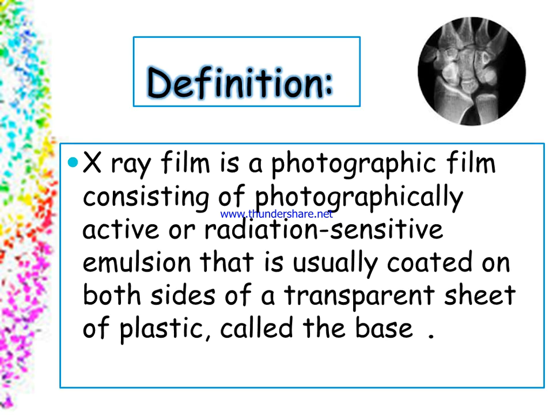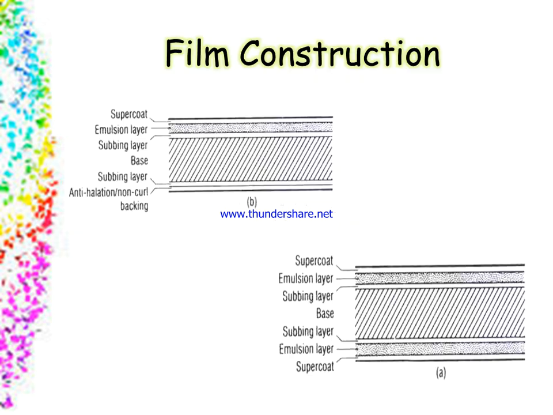So, X-ray film, also called a photographic film or a radiographic film, consists of photographically active or radiation-sensitive emulsions that are usually coated on both sides of a transparent sheet of plastic called the base. This image shows the construction of a film.